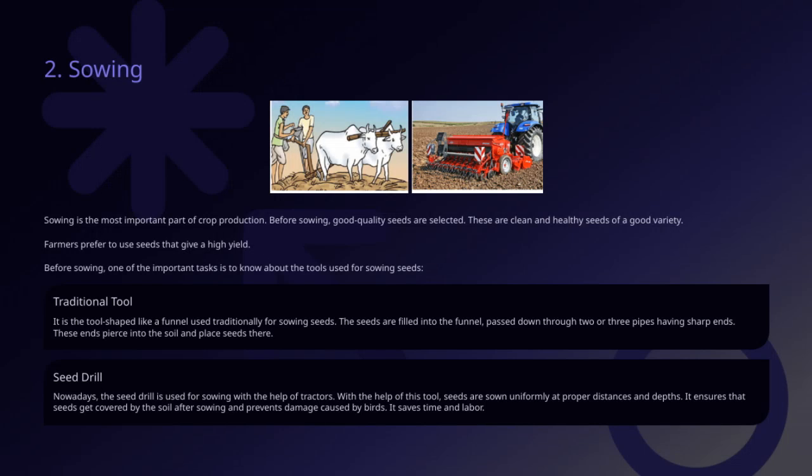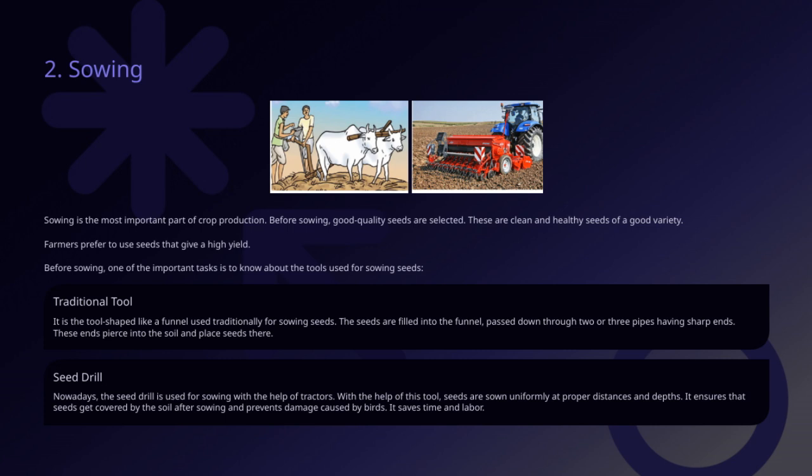Nowadays, the seed drill is used for sowing with the help of tractors. With this tool, seeds are sown uniformly at proper distances and depths. It ensures that the seeds get covered by the soil after sowing and also helps prevent damage caused by birds. This not only makes the process more efficient, but also saves both time and labor.